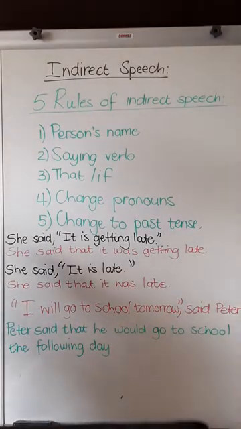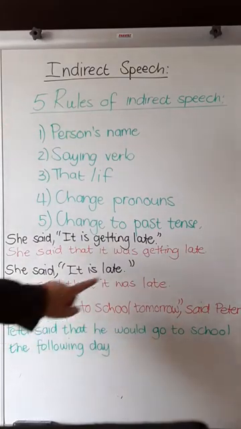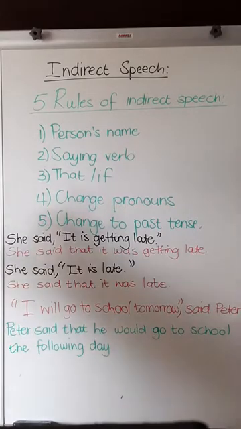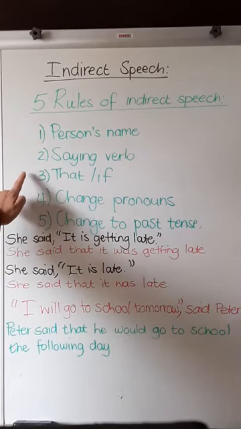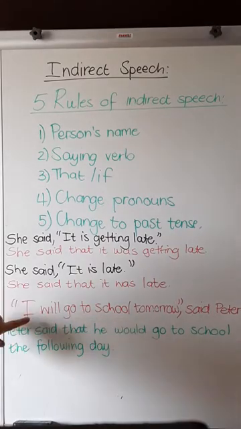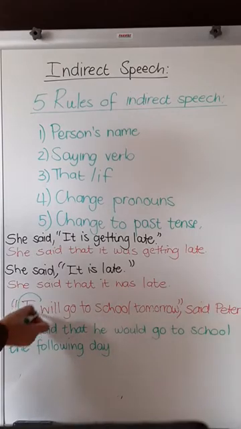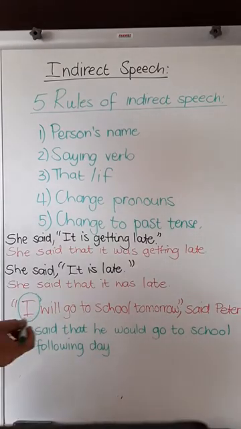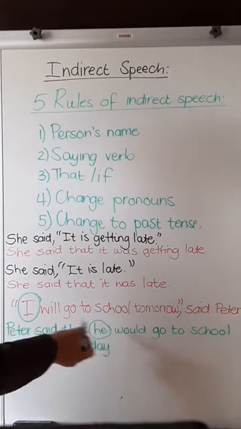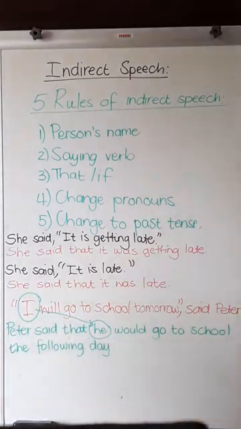Now, if we change it, we're first of all going to quickly look at the 5 rules again. Person's name, Peter. He's the one talking. He was saying, not shouting, not asking. Peter said. Number 3, that or if. This is not a question, so you use that. And then Peter said, I. This pronoun changes. We use the pronoun I, but now it changes to he in the indirect. So your pronoun changed. We've done that in grade 6 and grade 5 already.